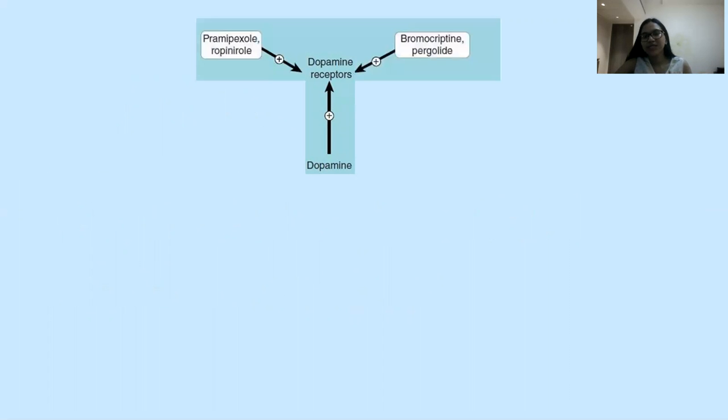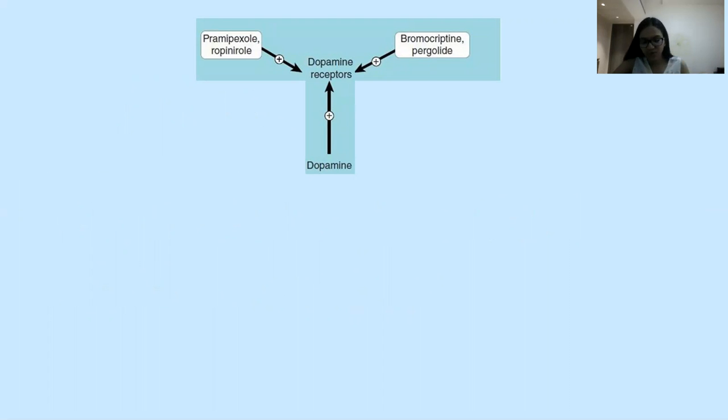Like we all know, dopamine acts on the dopamine receptors. So we can give drugs that also act on the dopamine receptors or are dopamine agonists, in other words, which include drugs like bromocriptine, pergolide, pramipexole, ropinirole, etc.